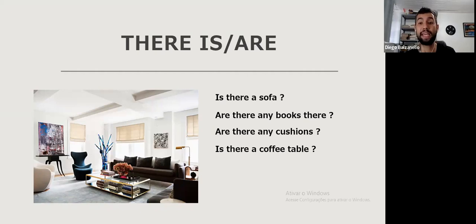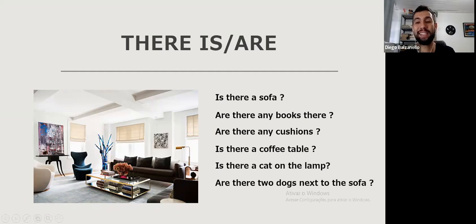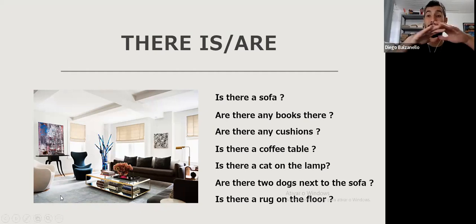Is there a coffee table? Well, this is a coffee table. Is there a cat on the lamp? Are there two dogs next to the sofa? Then you have to answer yes, there are, or no, there aren't. And then you go. Is there a rug on the floor? Remember, it can be a rug. That's something you put on the floor to protect the area where you are.